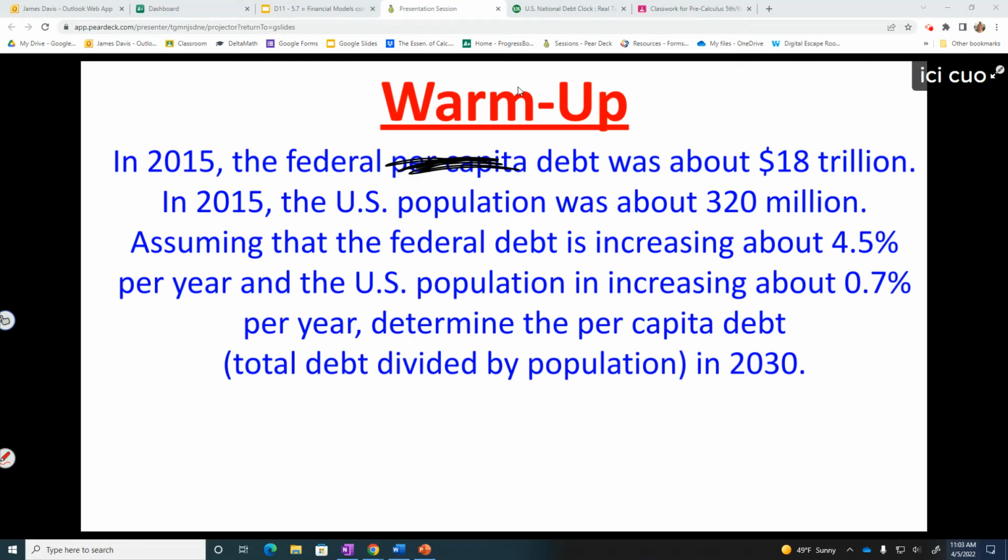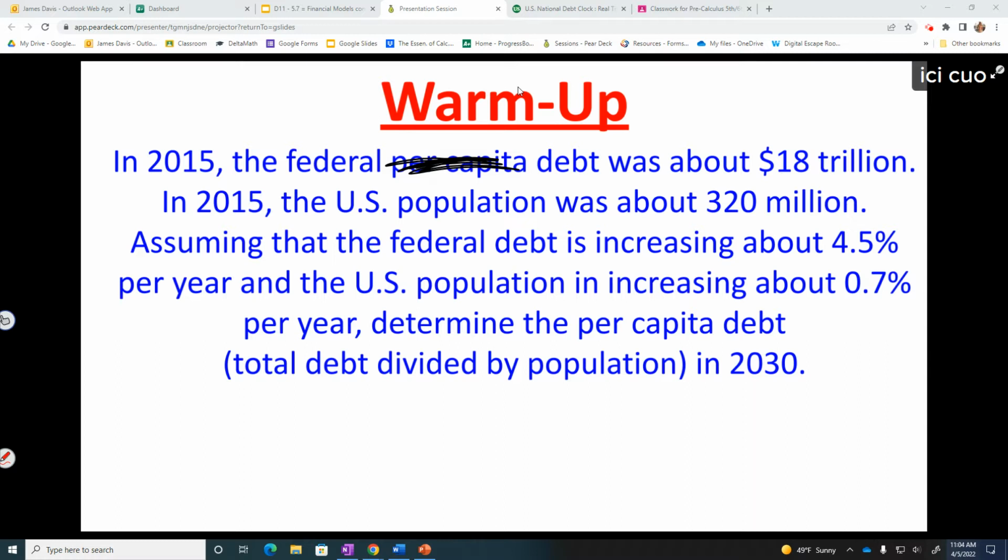So it says in 2015, the federal debt was about $18 trillion. In 2015, the U.S. population was about 320 million. Assuming that the federal debt is increasing at about 4.5% per year, and the U.S. population is increasing at about 0.7% per year, determine the per capita debt, which is the total debt divided by the population in the year 2030.